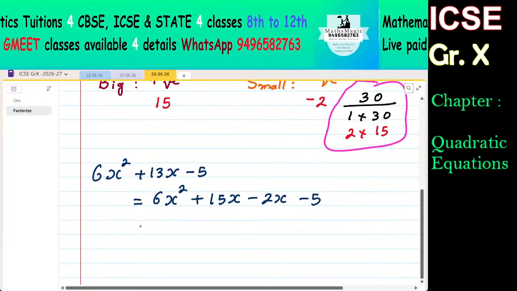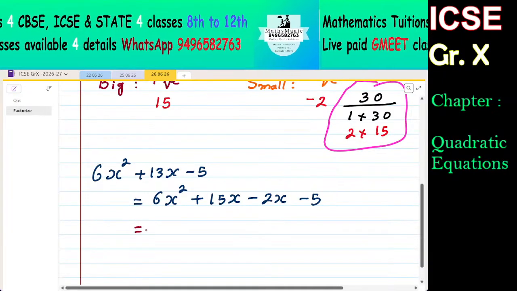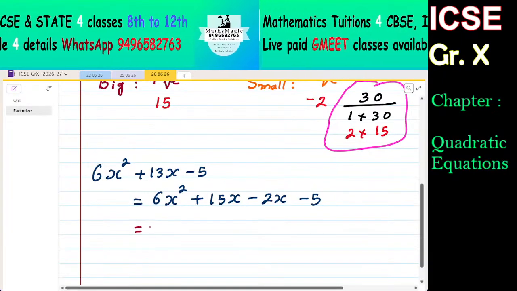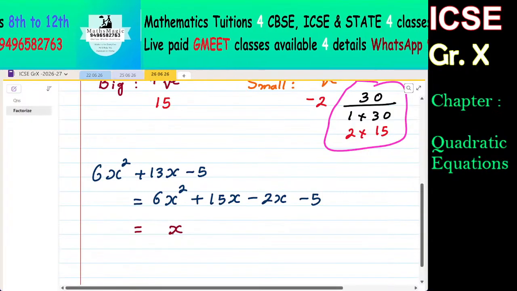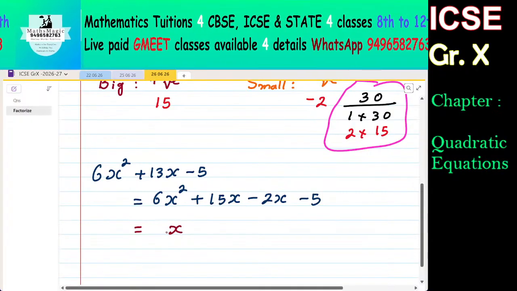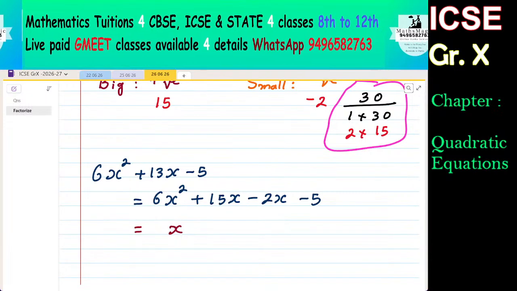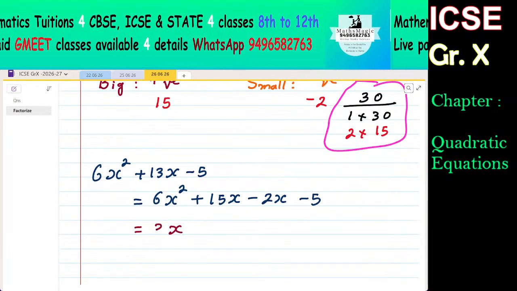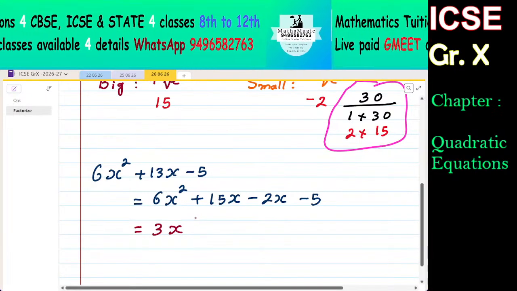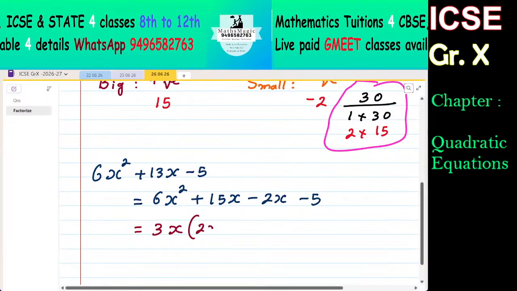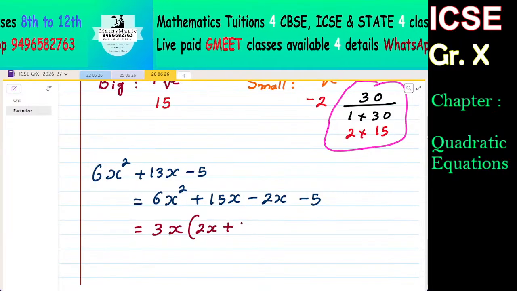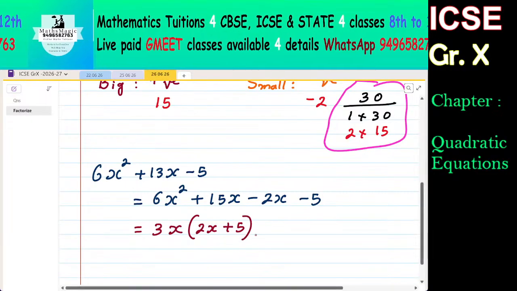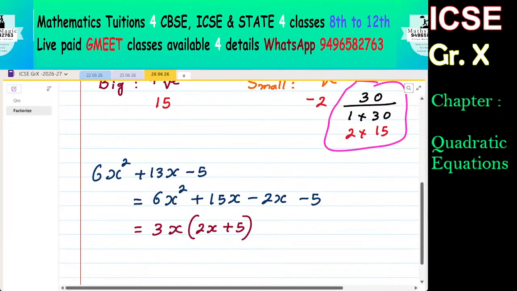Now we'll be taking common factors on the first two terms. Obviously x is a common factor, and on thorough checking we can get it as 3x, right? So 3x multiplied to 2x gives you 6x squared, then multiplied to 5 gives you 15x.